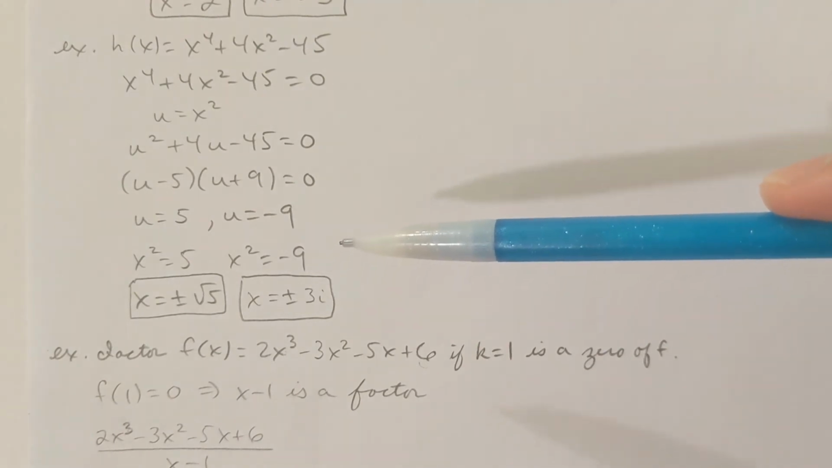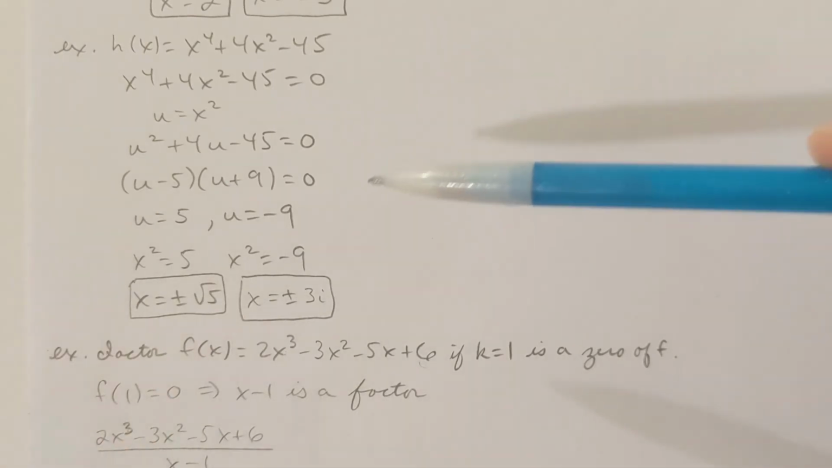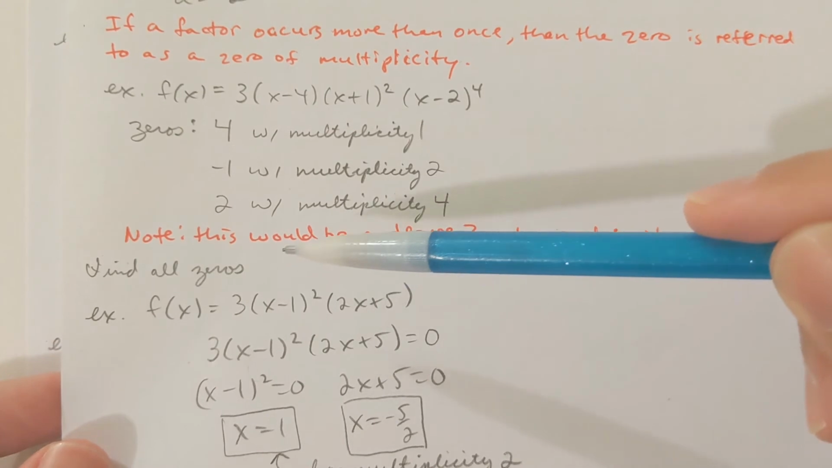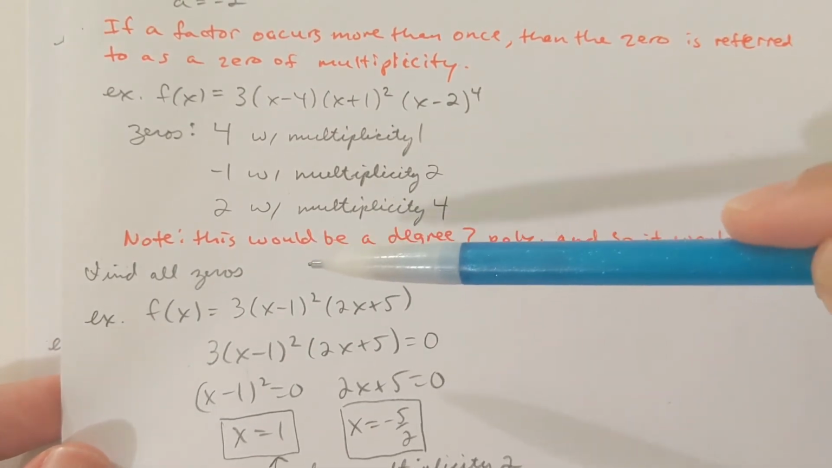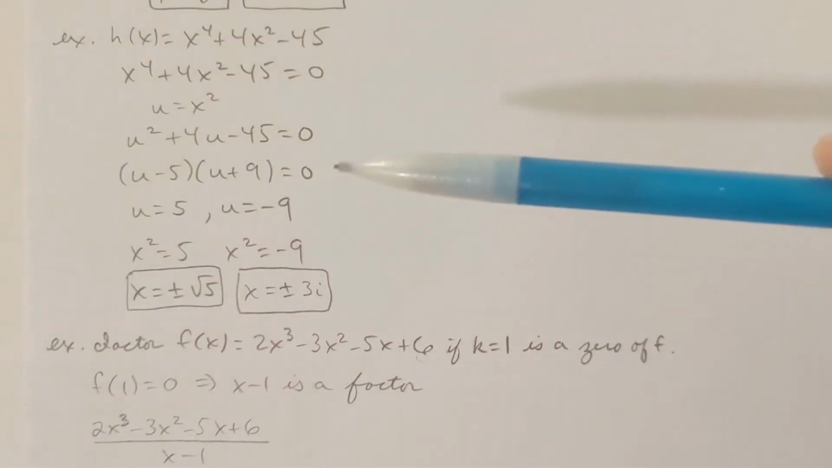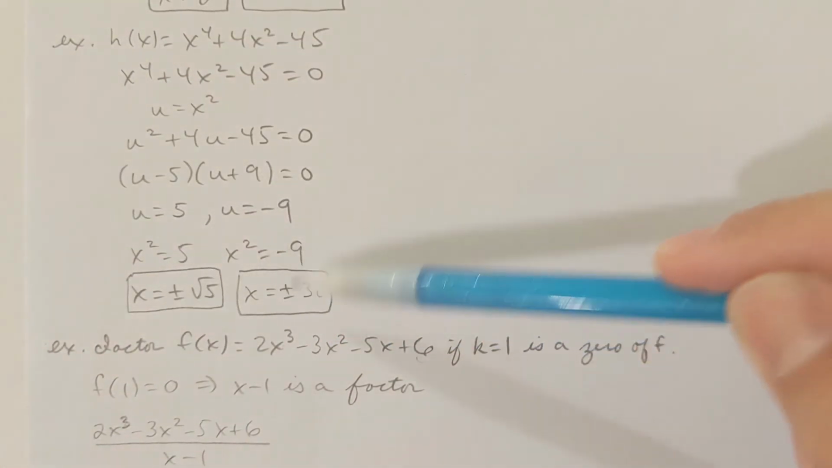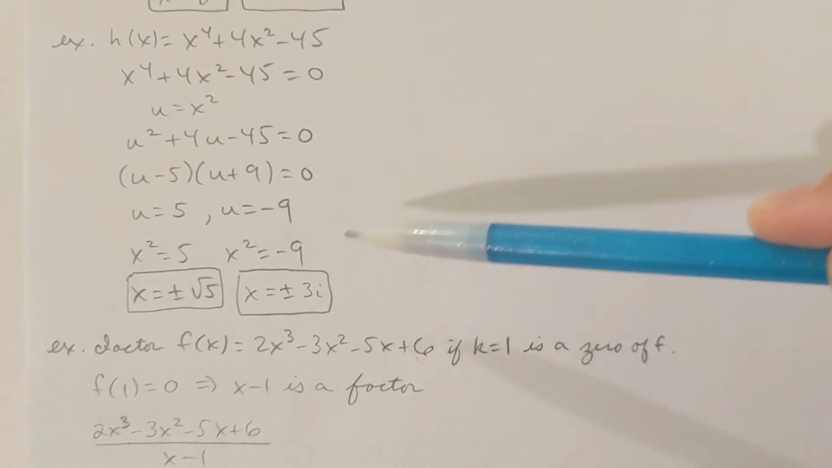Okay. Now one thing that I want you to pay attention to when you're doing these problems is where it says find all the zeros or find all the real zeros. That's different. Okay, find all the real zeros means that I will only have 2 answers here, not 4, because 3i and negative 3i are not real numbers.